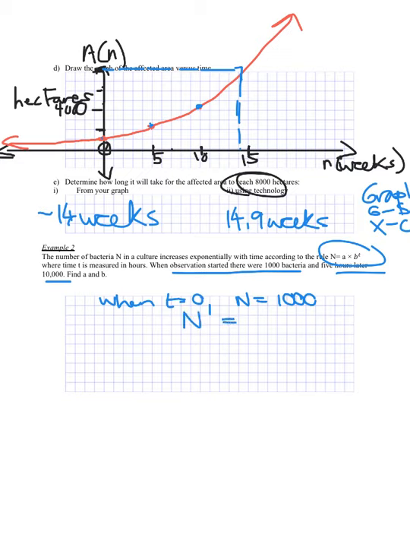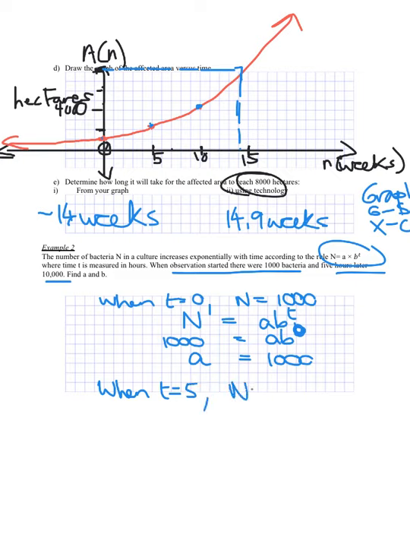Now we know that n equals a b to the power of t. And so 1,000 equals a b to the power of t. And so therefore, that's as far as we can go, except we know that at this stage, t is equal to 0. So that's going to be a b to the 0, so you know what a is. You know that a is 1,000. And that's going to help you be able to find b. So if we substitute that in, when t equals 5, n is going to equal 10,000.